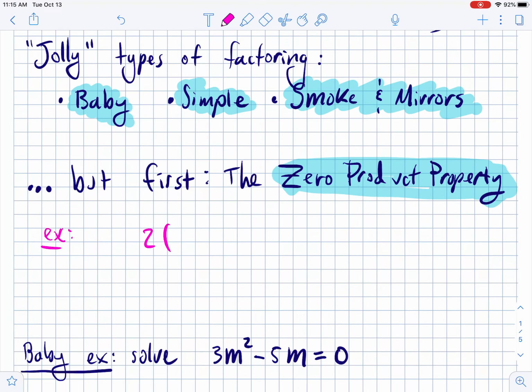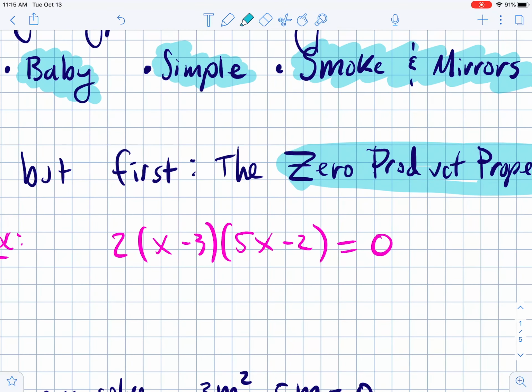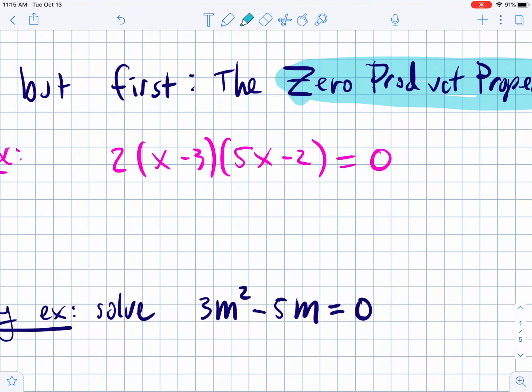Let's say you had something like 2 times (x minus 3) times (5x minus 2) is equal to 0. If you just think conceptually about what's happening, that means there's 3 things getting multiplied and you get 0 out of it. So how does that happen? How can you multiply numbers and get 0? Well, if you multiply numbers and get 0, then one of them has to be 0, or all of them could be 0.